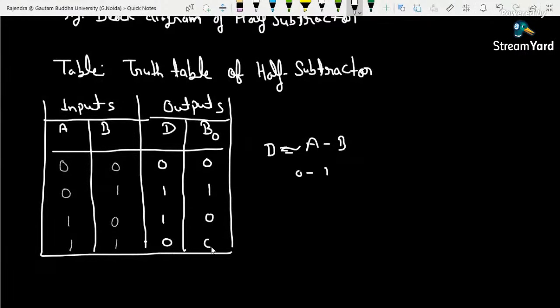After this, we write the output expressions. So there are two outputs. The first output is difference. So for difference, write a Boolean expression D is equal to, if you see in the output column of D, there is a 1 output here and a 1 output here. So what is the corresponding product term? Here it will be A bar B plus A B bar. So this A bar B plus A B bar is known as A XOR B.